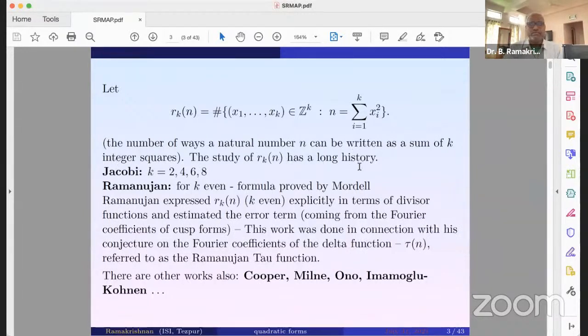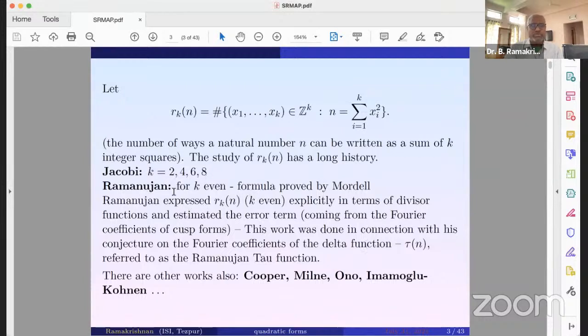The study has a very long history. Initially, when k is even, for the values 2, 4, 6, 8, Jacobi gave a formula, and he used elliptic functions to get it. For more general even k, Ramanujan gave a formula, and later it was proved by Mordell.